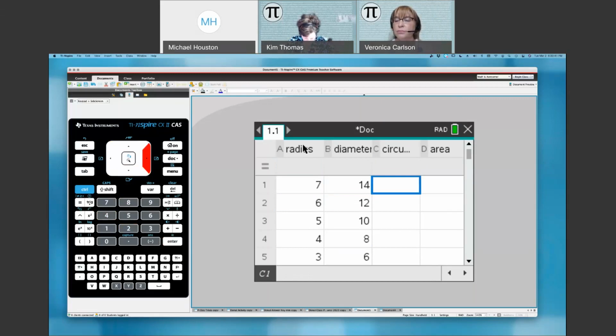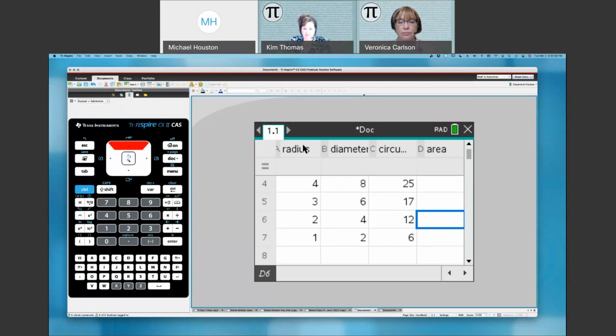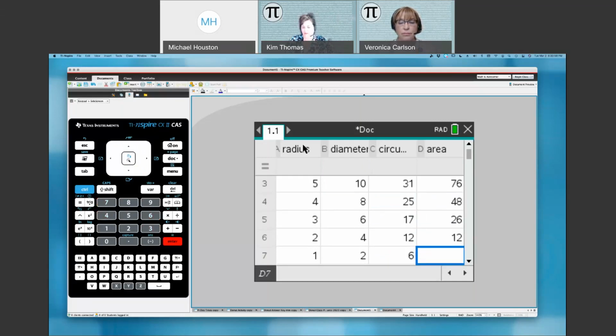My circumference measurements were 44, 37, 31, 25, 17, 12, and 6. And my area measurements were 154, 103, 76, 48, 26, 12, and 3. And Kim, I have all the data here. Again, using the emulator, you're using your number pad on your computer keyboard. I am using my number pad on my keyboard right now, yes, for ease of use. So it just makes it easier.